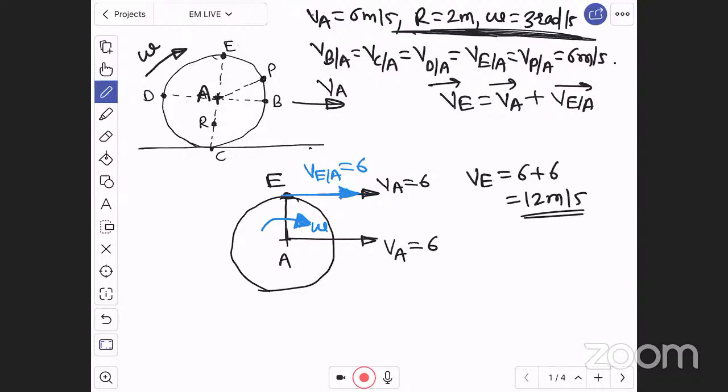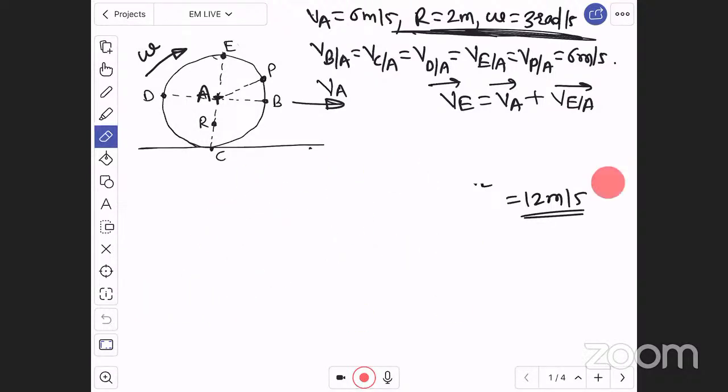Right. Now, up to now, we have calculated for B, C, D, and E. Let us go for point P. Here I am erasing for point E. Let us go for point P.